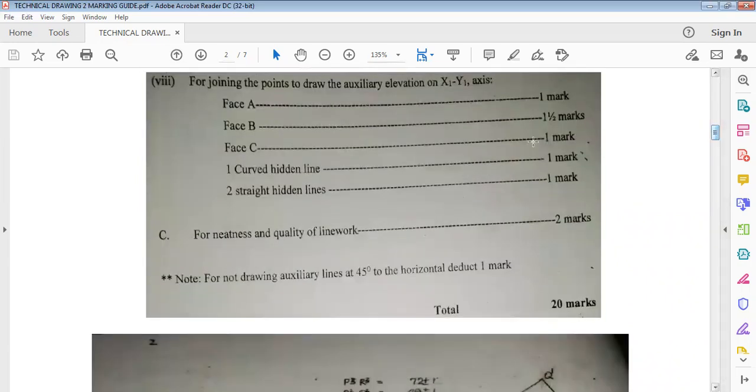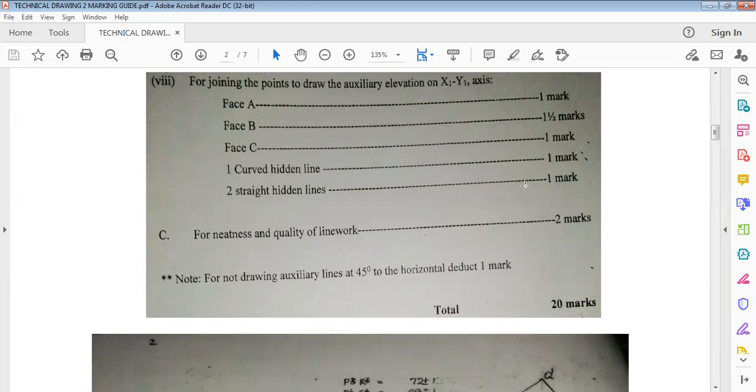And then the last thing that we have here is C, for neatness and quality of line work. If your work is neat and you use the right lines for the work, you will be given 2 marks. And here we have a note: for not drawing auxiliary lines at angle 45 degrees to the horizontal, deduct 1 mark. So 1 mark will be deducted.